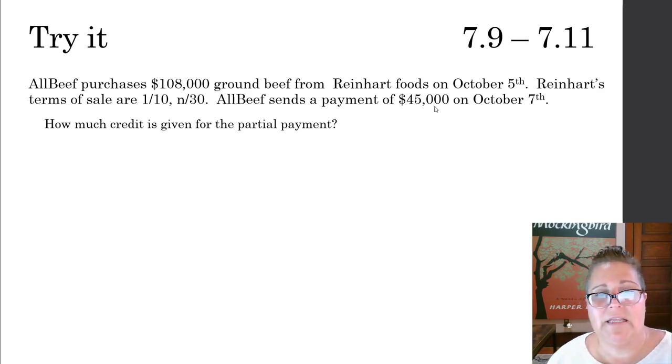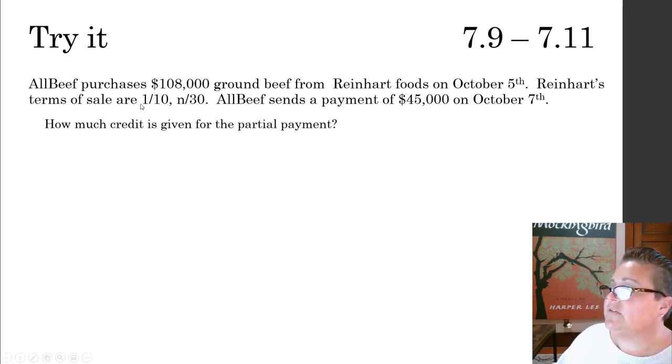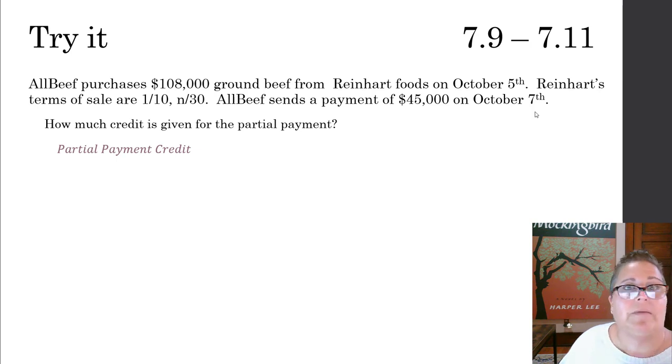Well, they're sending the payment on October 7th. They had 10 days for the discount. I know this because terms of sale are 1/10. That's a 1% discount if they pay in the first 10 days. So they're paying between October 5th and October 7th. That's only 2 days. They had 10. So if they're sending the payment, they're going to get a partial payment credit.